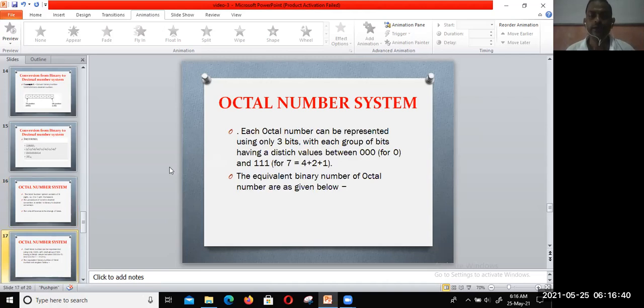Each octal digit can be represented using only 3 bits, with each group of bits having a value between 000 and 111. The first digit is 1, so you can just write down 1, then 2, 4, and this way 8, right? I'm just going to explain the table so that you can understand. Here you can see the chart of the equivalent binary number of each octal number.